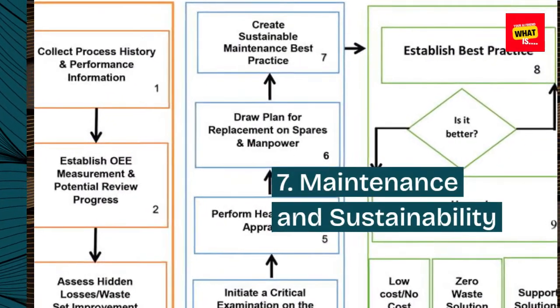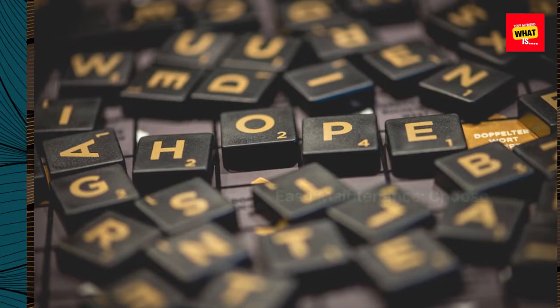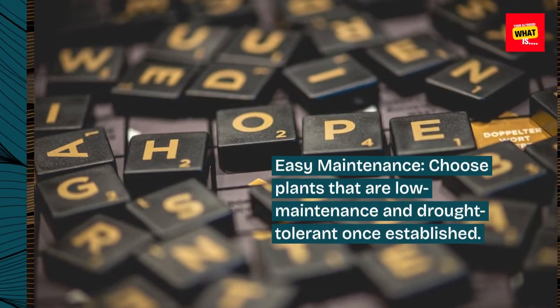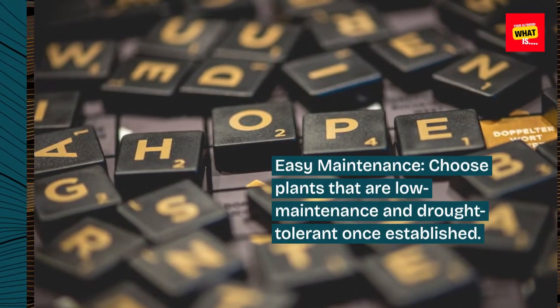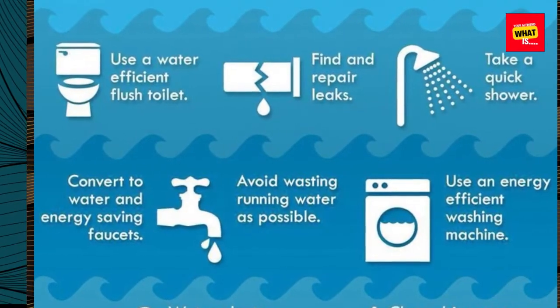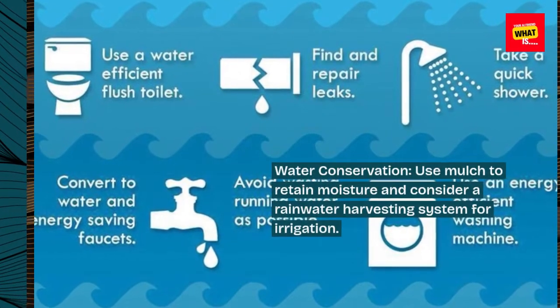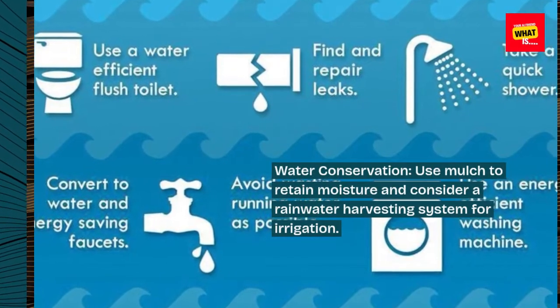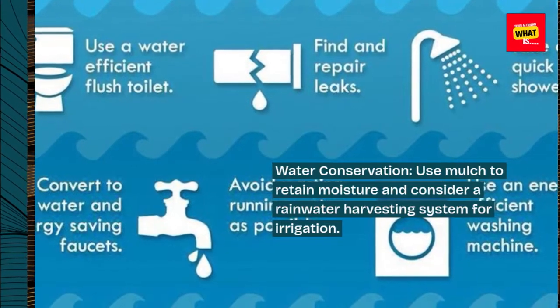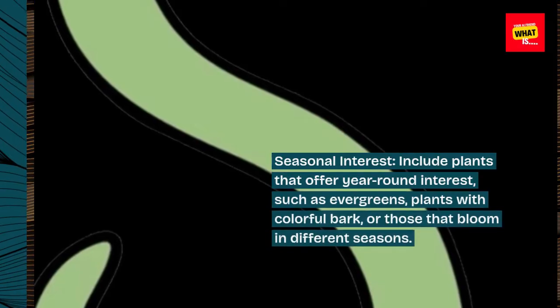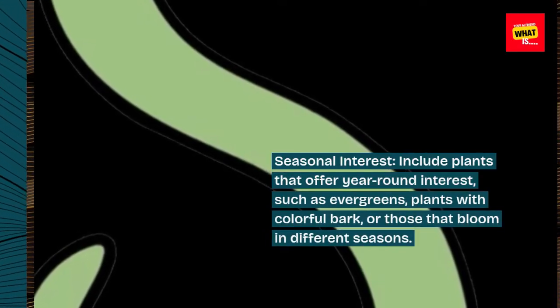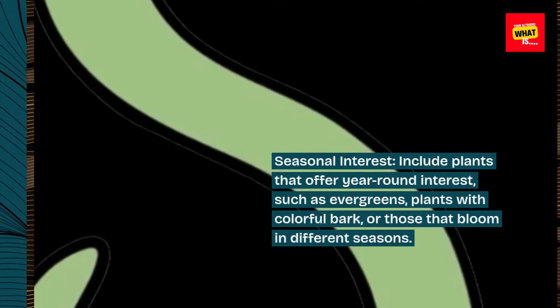7. Maintenance and sustainability. Easy maintenance. Choose plants that are low maintenance and drought-tolerant once established. Water conservation. Use mulch to retain moisture and consider a rainwater harvesting system for irrigation. Seasonal interest. Include plants that offer year-round interest, such as evergreens, plants with colorful bark, or those that bloom in different seasons.